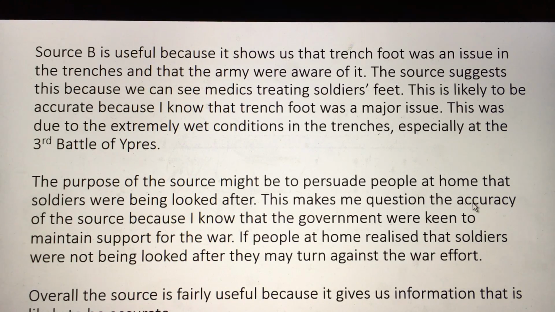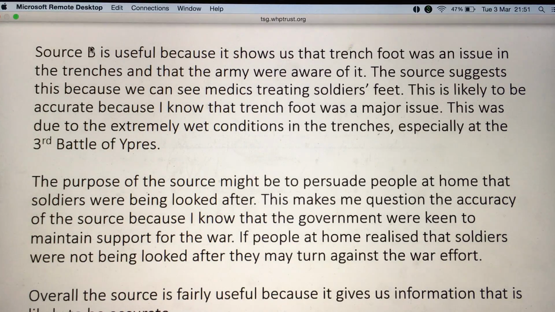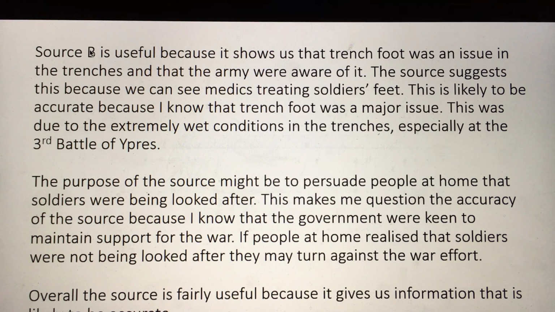So, source A, this should say source A. Source A is useful because it shows us that trench foot was an issue in the trenches and that the army were aware of it. The source suggests this because we can see medics treating soldiers' feet. This is likely to be accurate because I know that trench foot was a major issue. This was due to the extremely wet conditions in the trenches, especially at the 3rd Battle of Ypres.